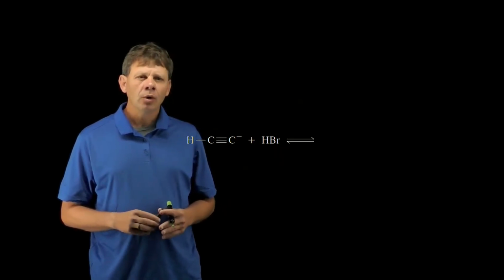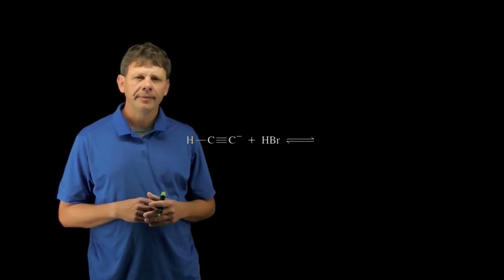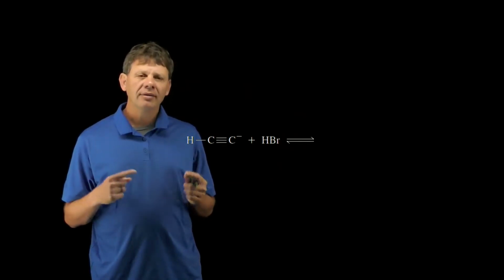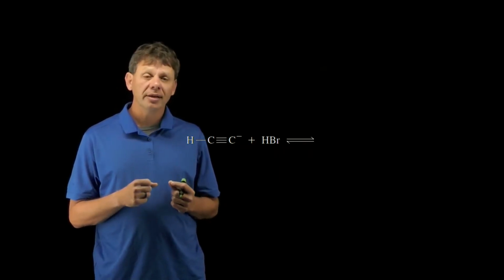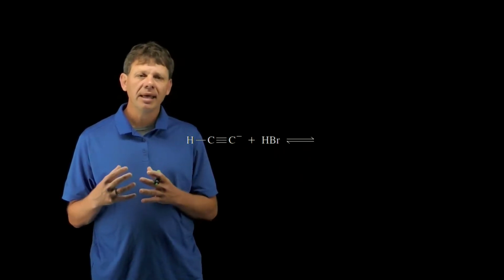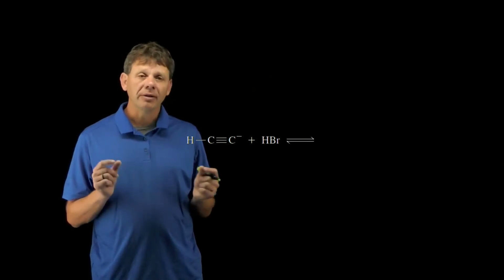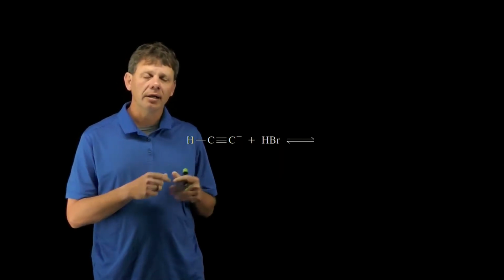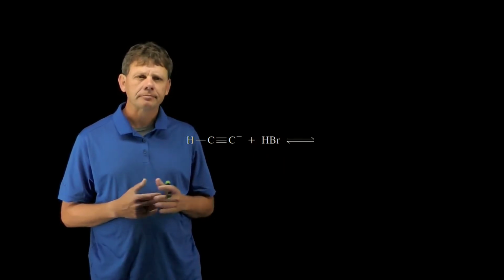In this assessment, we're asked to predict the product of an acid-base reaction. And to do that, we're asked to identify the acid and the base, identify the most electron-rich portion of the base, and identify the most acidic proton of the acid. By doing those things, we can then draw an arrow-pushing mechanism that predicts product formation.